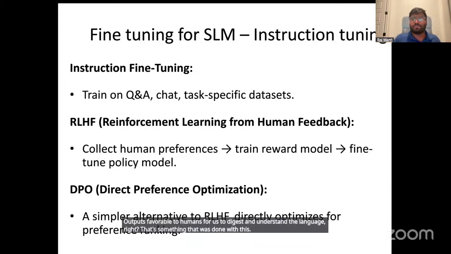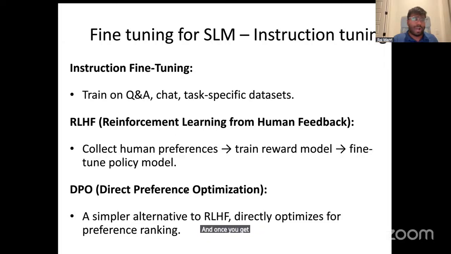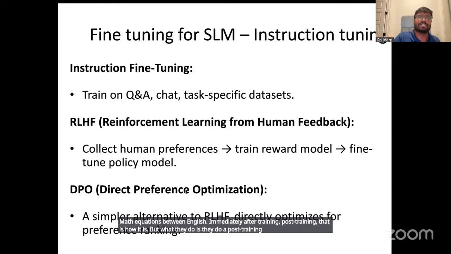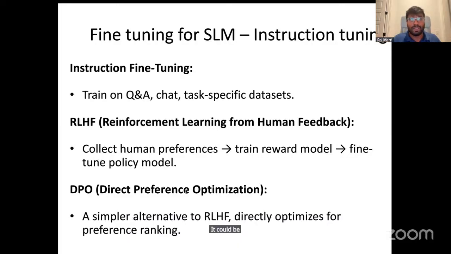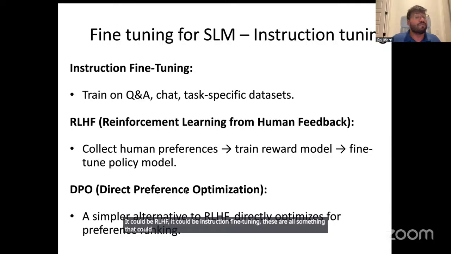Every base model out there that is trained on a huge corpus of data, once you ask it to generate an output, it just throws different words everywhere. It doesn't even talk in English. Probably it will even include math equations between English immediately after training. But what they do is a post training process in which, once the model is trained, these things come in, where it is DPO, it could be RLHF, it could be instruction fine tuning. These are all things that could be applied for an LLM. They could also be applied for an SLM. So I'm touching base on both of the concepts that are applied for both LLMs and SLMs, and they definitely align.